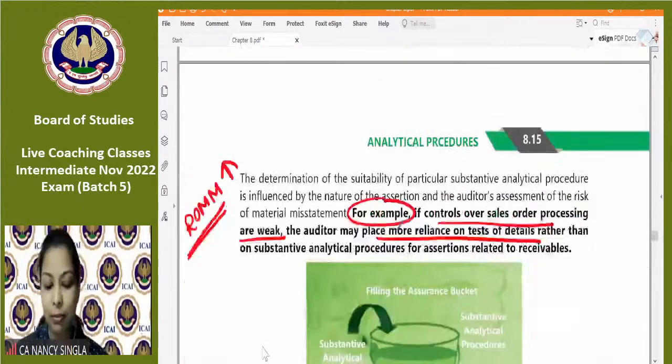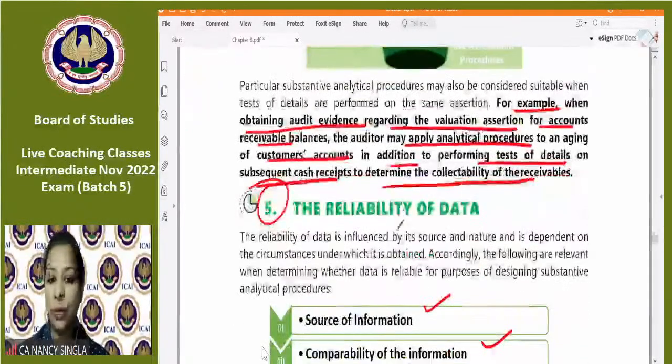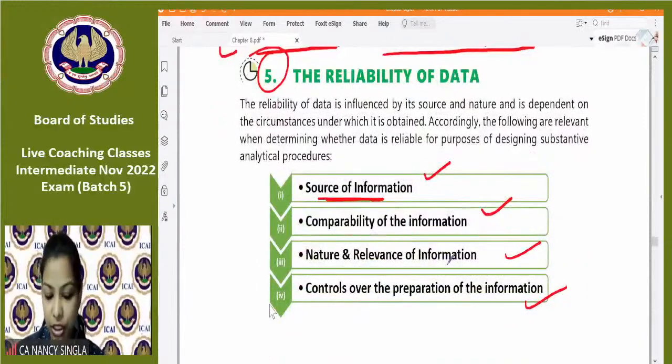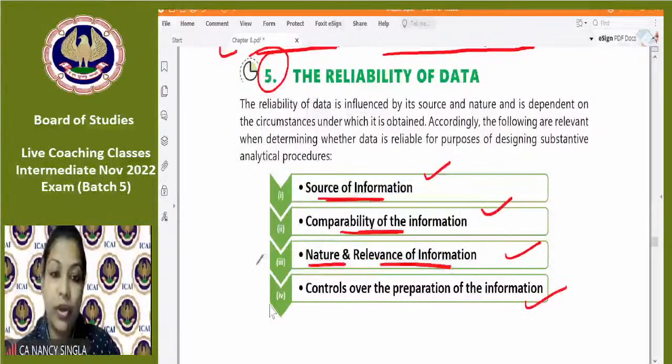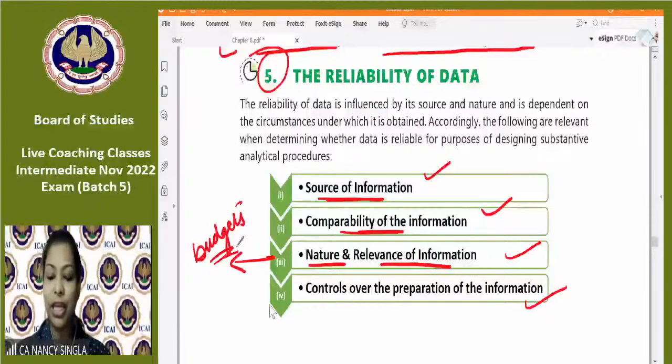Information is comparable. For example, broad industry data, whether it is available or not, segments, whether information is available or not, nature and relevance of information. Try to understand this point. See, budgets are given by the management. Management gave you budgets for standard costing, and you have the actual results.